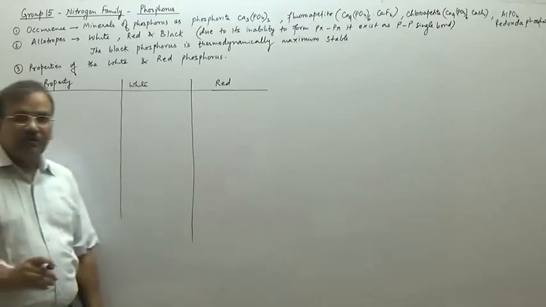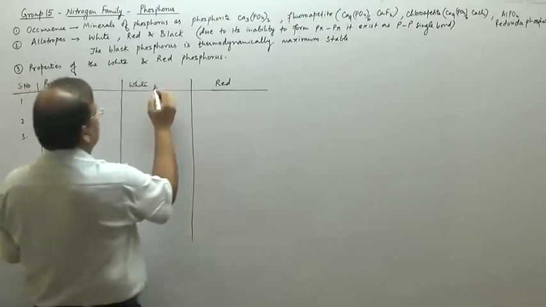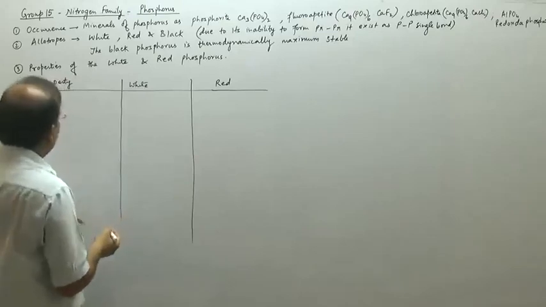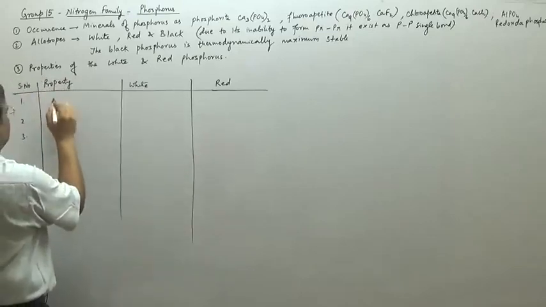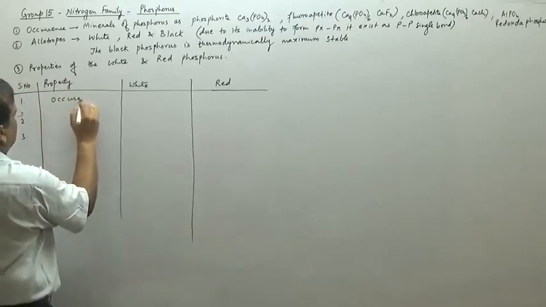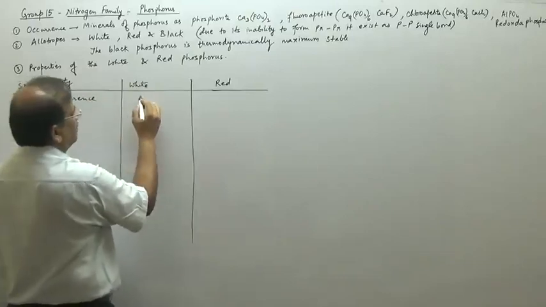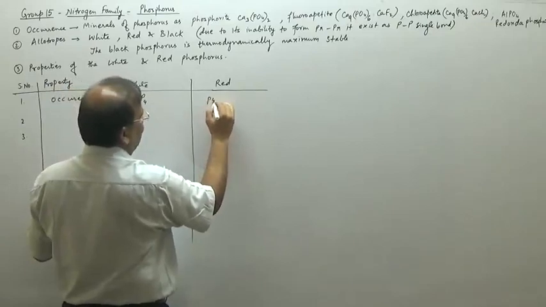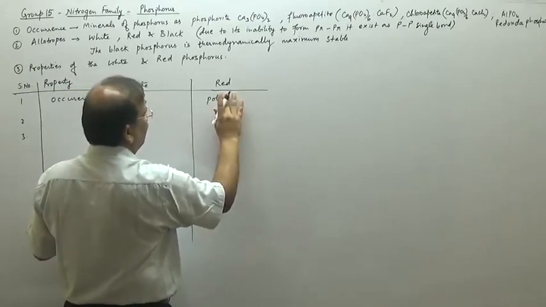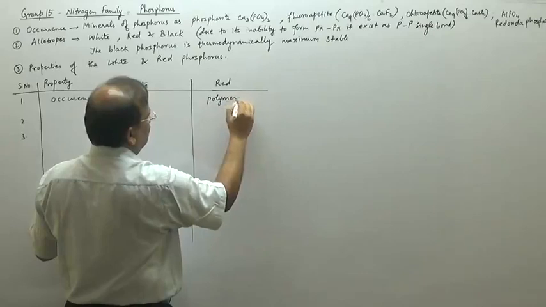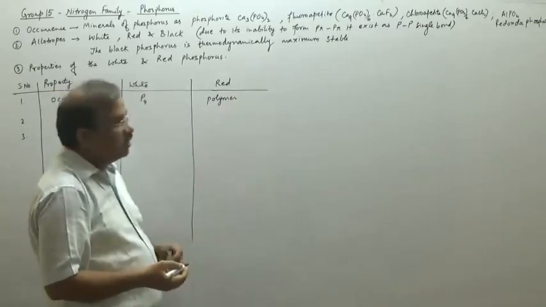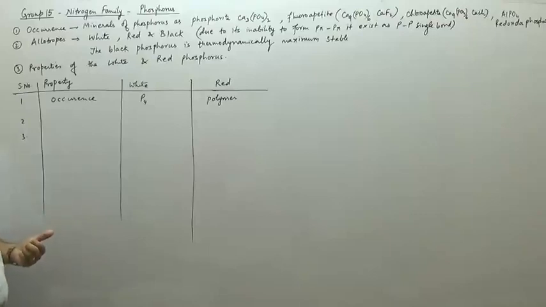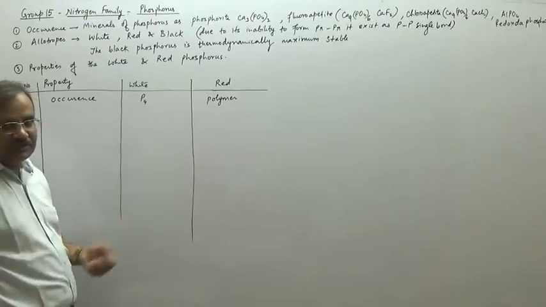So in the red and white phosphorus case, we can write the occurrence. White phosphorus occurs as a discrete molecule P4, but red phosphorus occurs as a polymeric molecule, in the form of polymer molecules. White phosphorus exists as a discrete P4 molecule.